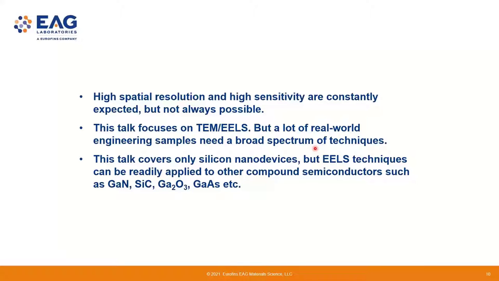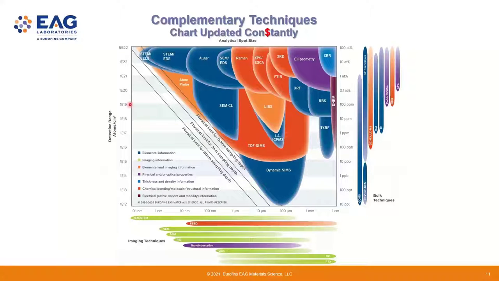For this talk, we'll also only cover silicon devices, but EELS techniques can also be readily applied to many other compound semiconductors like gallium nitride, silicon carbide, gallium arsenide, and so on, right? As I mentioned, TEM and EDS or EELS is only a very, very small corner of this chart. If you want dopant analysis, of course you can do SIMS. Sometimes people want to have the absolute composition analysis, RBS, so there's a whole lot of analytical capabilities that you can choose to solve your specific problem.